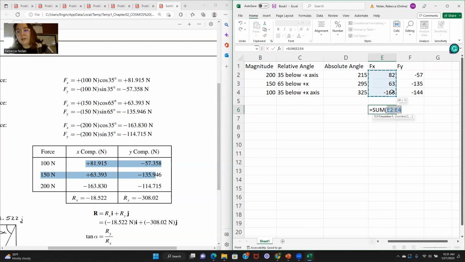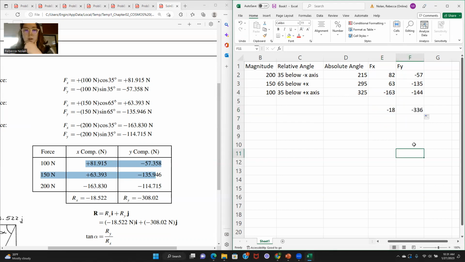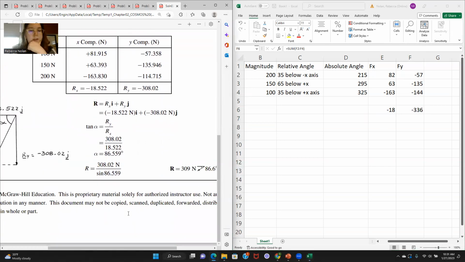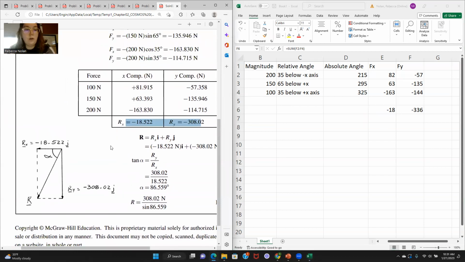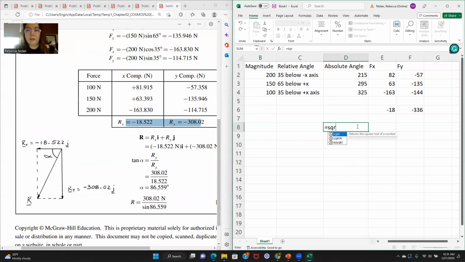So our resultant in the x direction is going to be the sum of those. Our resultant in the y direction is going to be the sum of those. And then to find the magnitude, in this case, this is a good example of having two negative values. So we know our resultant is going to be in that third quadrant. The magnitude of the resultant force is going to be the square root of the sum of the squares. My values are going to be just a tiny bit off, maybe a little more than a tiny bit off.